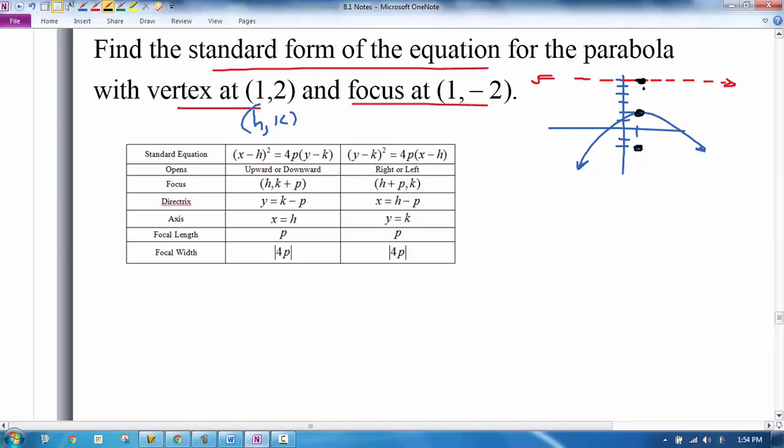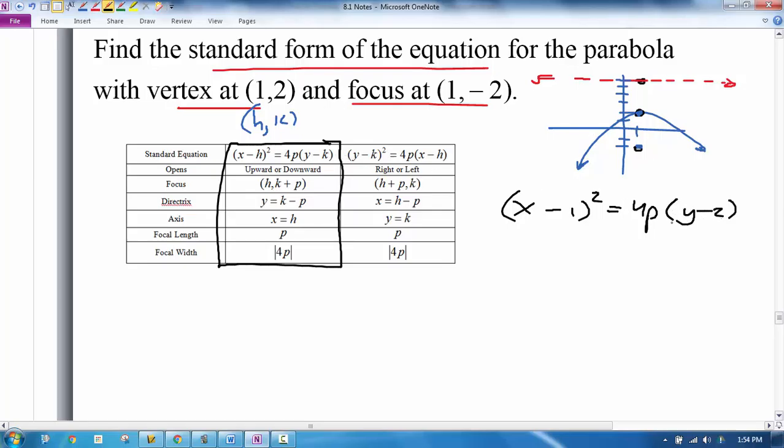So I know that this distance right here in this case is 4. Okay. Now they want us to write a standard equation. This is a parabola that opens upward or downward, so I'm focused on this column right here. So I have x minus h, h is 1, equals 4p times y minus k, and k is 2.